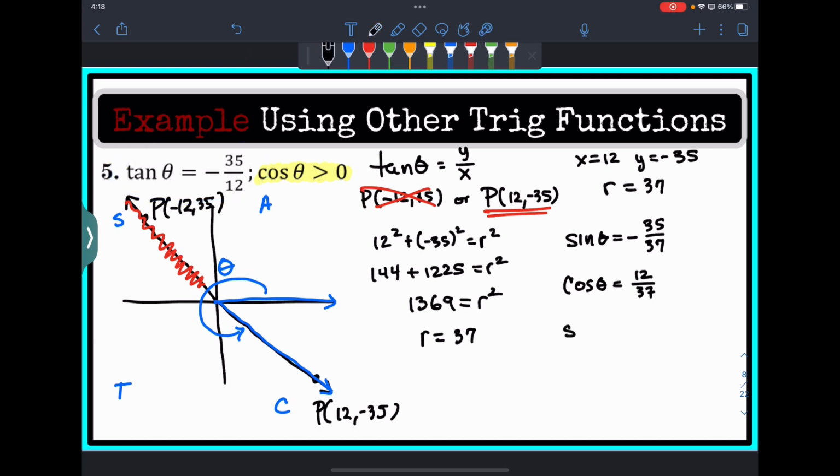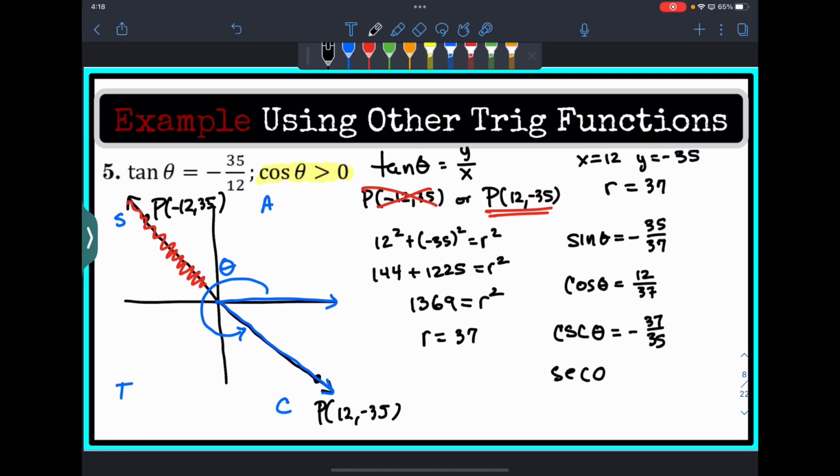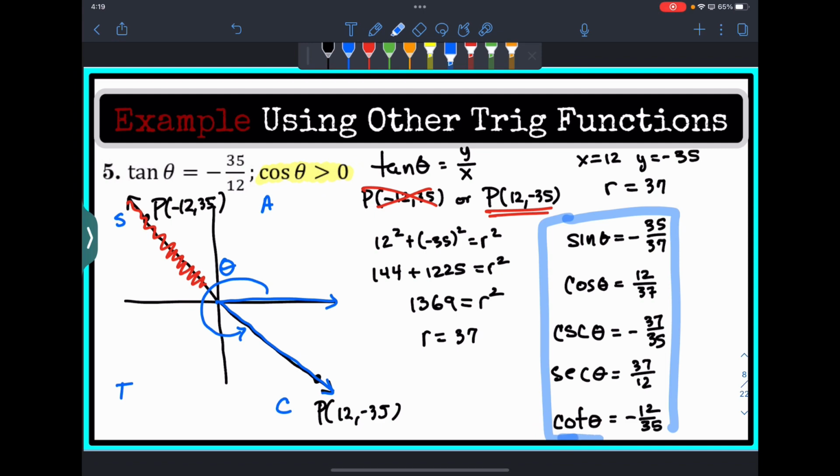So we'll go to the reciprocal ones. Starting off with the cosecant of theta. That's the reciprocal of sine. So that's a negative 37 over 35. The secant of theta is the reciprocal of cosine. So that's 37 over 12. And then the cotangent, which is negative 12 over 35. And there you have the remaining 5 trig functions.